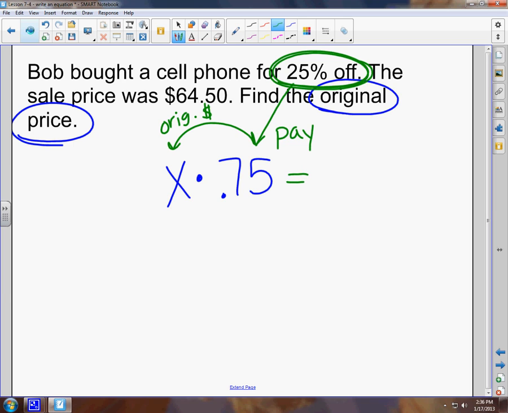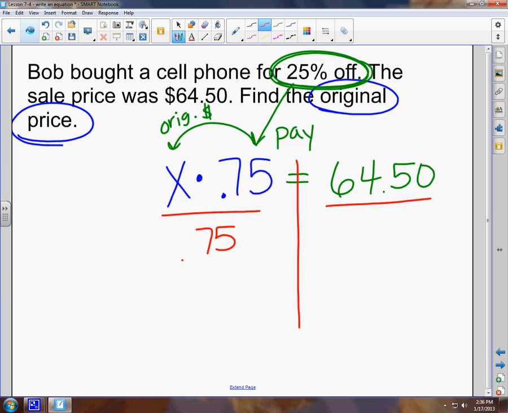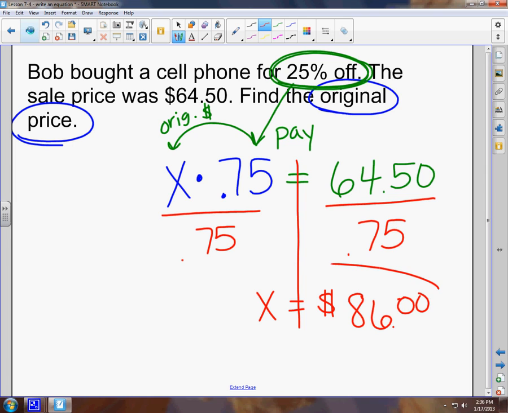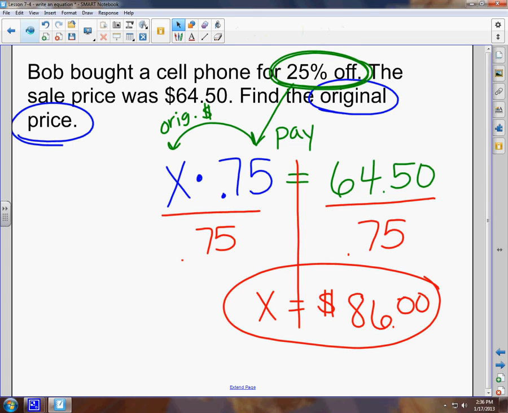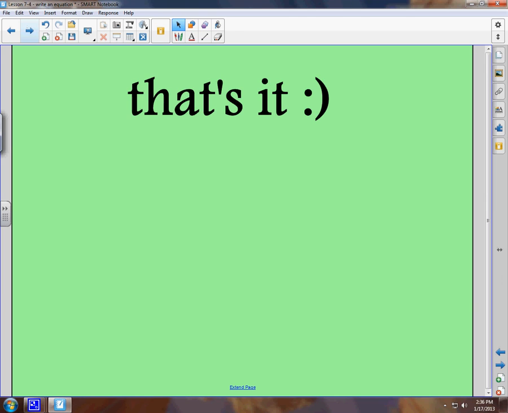And then that equals $64.50. So then I'm going to divide both sides by 0.75. $64.50 divided by 0.75 is $86. Oops. So he paid $86 for the phone, I mean the original price was $86. All right, that's it for your notes.